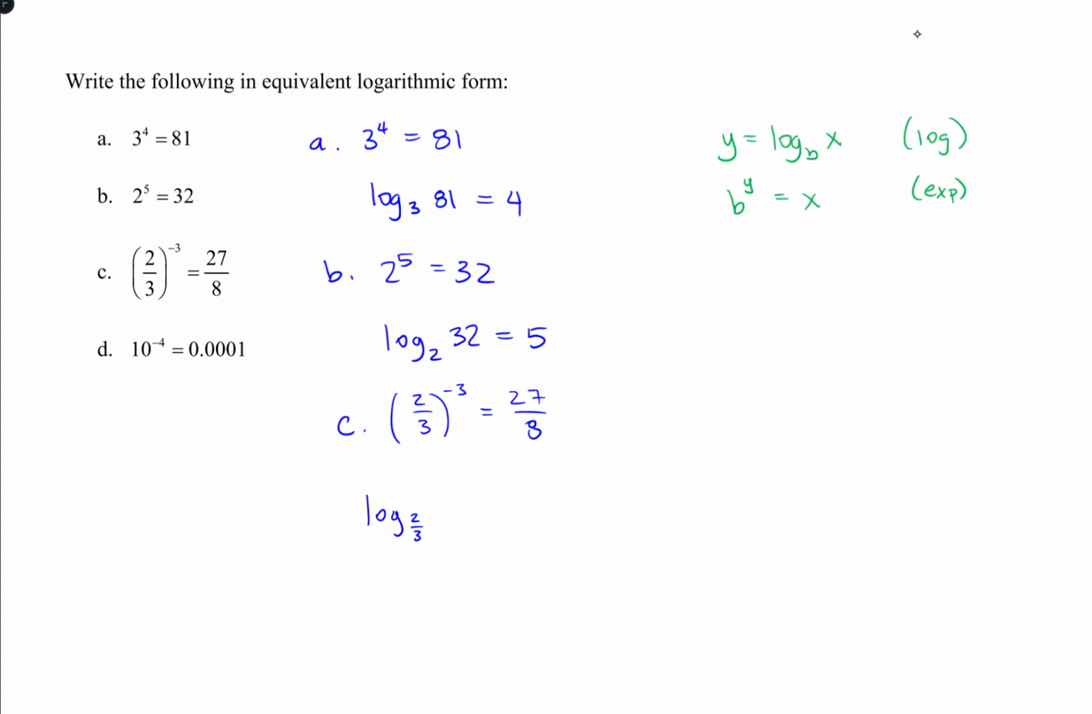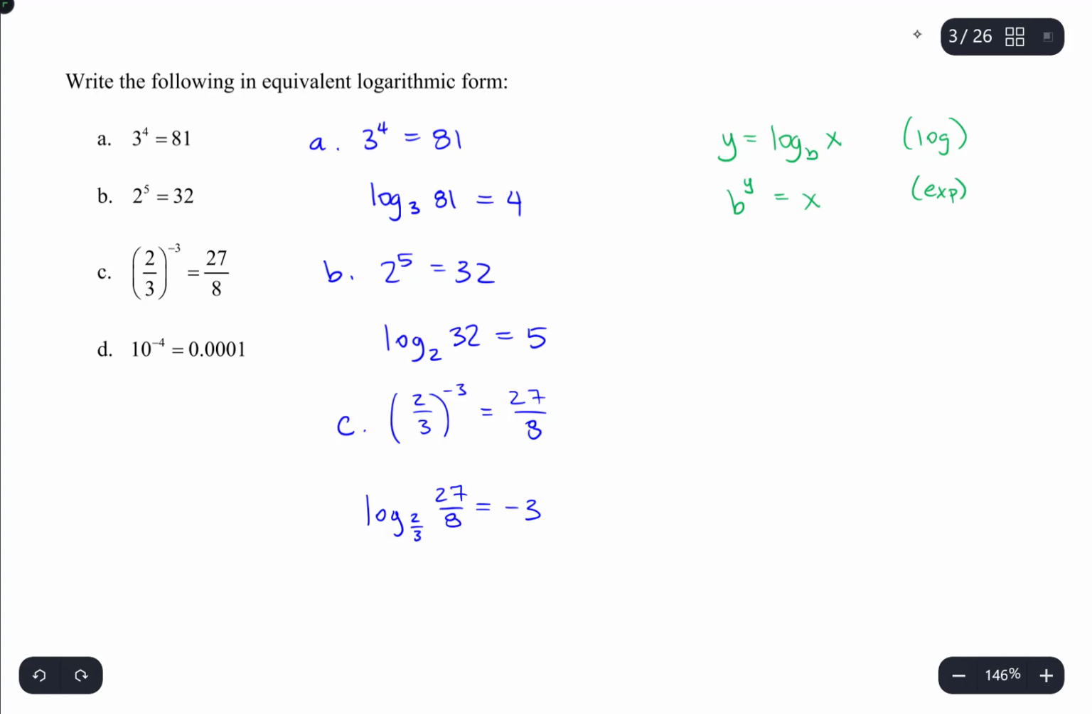So I'll write log base 2/3. The result of the logarithm is the exponent. So that means this number here, 27/8, becomes the argument of our logarithm, and then that's equal to the exponent, which is -3. So this is the equivalent logarithmic form.